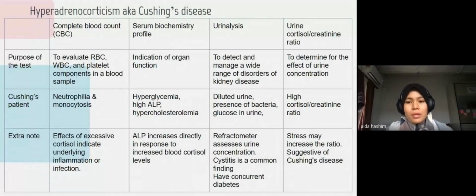So for the first that I want to talk about is the complete blood count test, in which the red blood cell, white blood cell, and platelet components in the blood sample are evaluated. Often an increase in the number of white blood cell, which is neutrophil and monocytes, is noted with Cushing's disease. This increase is usually related directly to the effects of excessive cortisol, but occasionally an increase in these cells may indicate underlying inflammation or infection.